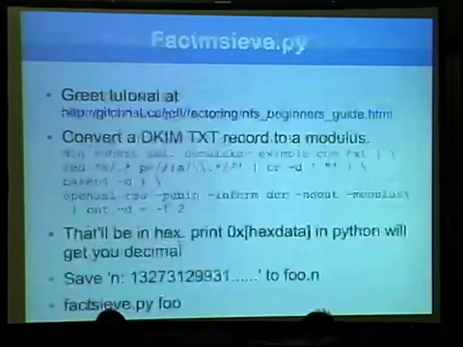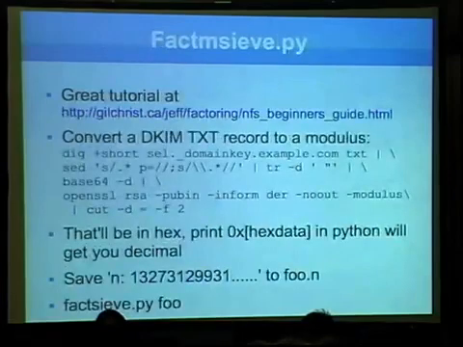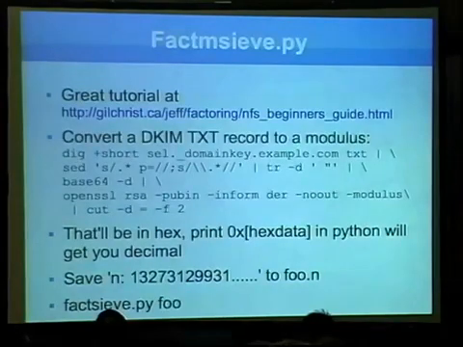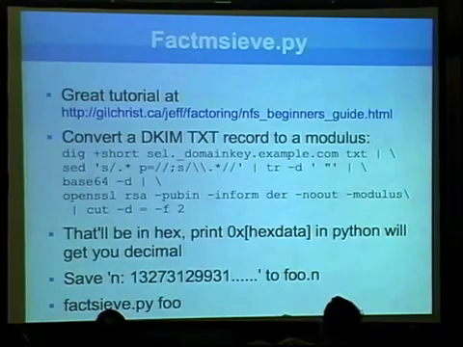If you want to try FactMSIEVE, there's a great tutorial on using the Python script. There's a bunch of dependencies to set up, but if you can follow a how-to and you have a Linux box, it's pretty easy. I think there's even pre-built Windows binaries if you want to do that. That is how you would convert a DKIM text record to a modulus, except for the step where you turn it into decimal.